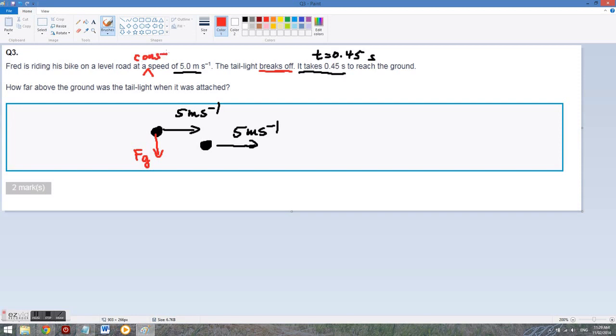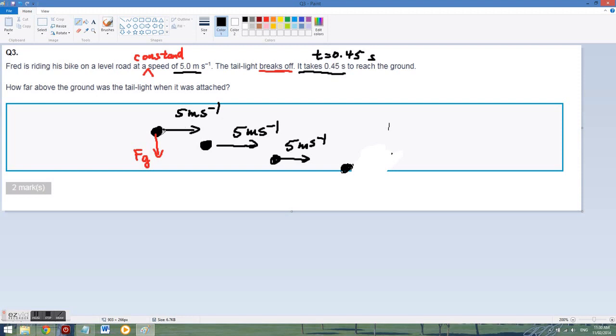It's still moving forward, and I assume the question means a constant speed. The horizontal speed doesn't change. So after a while, it's still moving forward, but it's lowered. Then after a while, it's still moving forward at the same speed, but dropped down, until the tail light is on the ground.